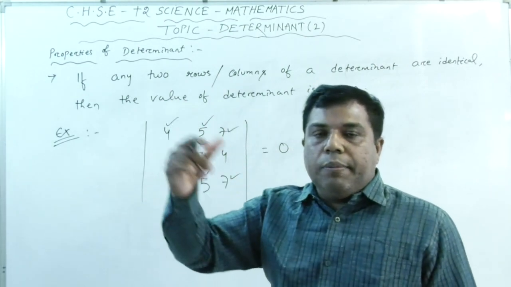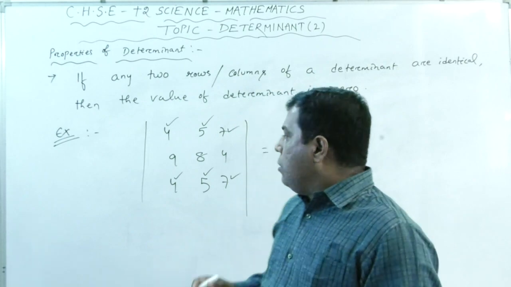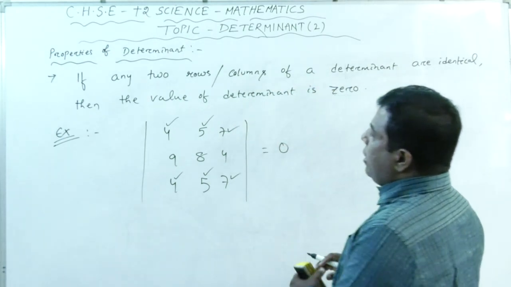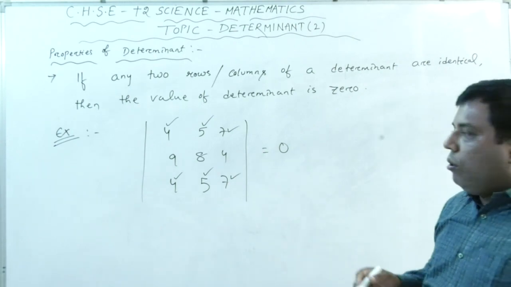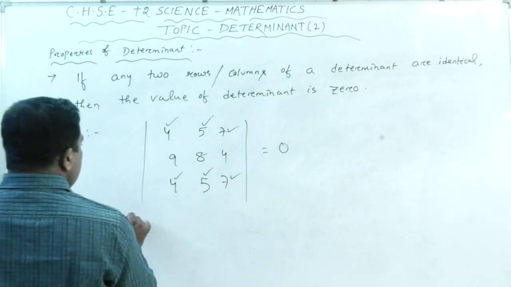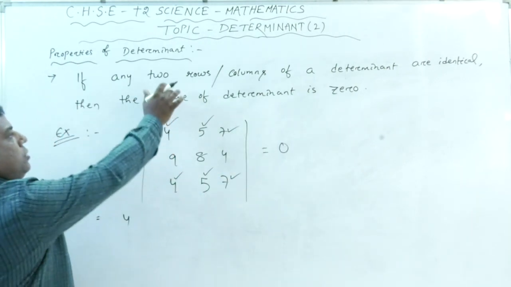So the corresponding elements are equal in value. Then we can say the determinant value is 0. We can evaluate it and we can verify it also. If we go for evaluation, how to evaluate it? Without evaluation, you can say by using this property.